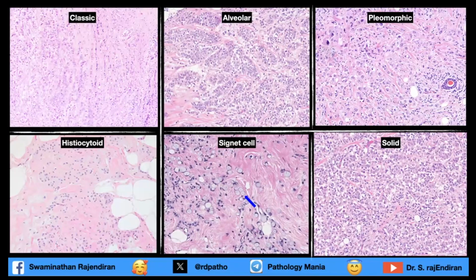And that brings the types of LCIS. It can be classic, can be histiocytoid, it can be alveolar pattern, or it can be signet cell pattern, can be pleomorphic, or it can be solid. These are all the 6 main types of lobular carcinoma.